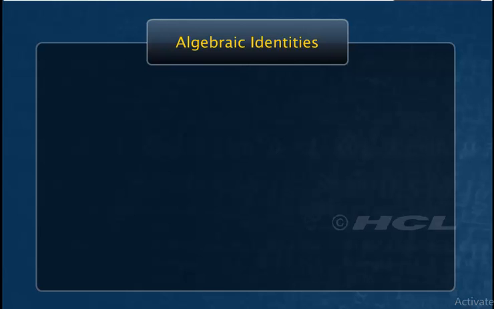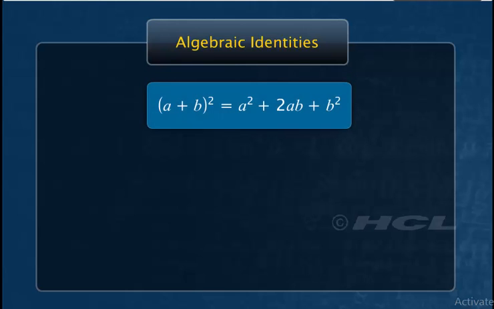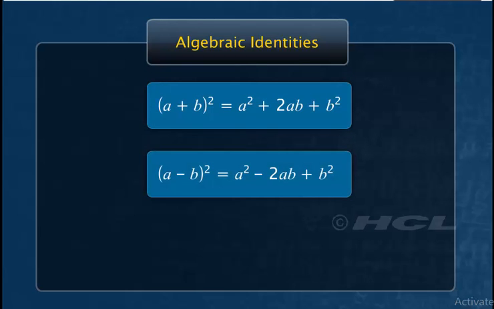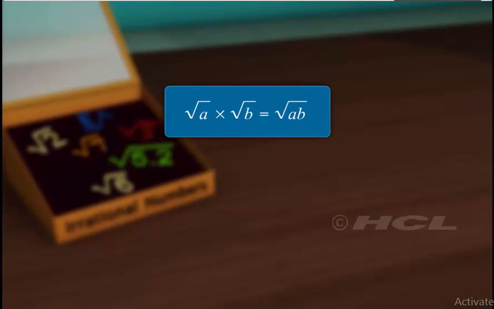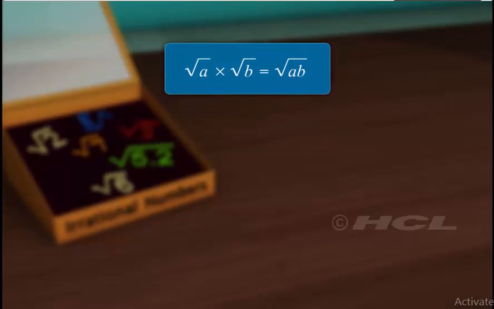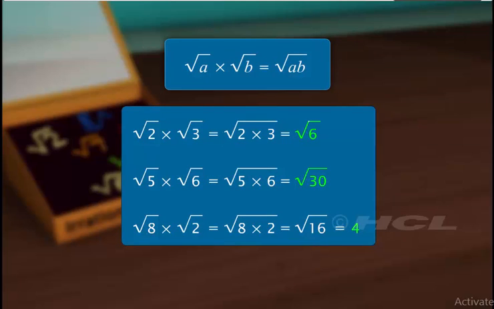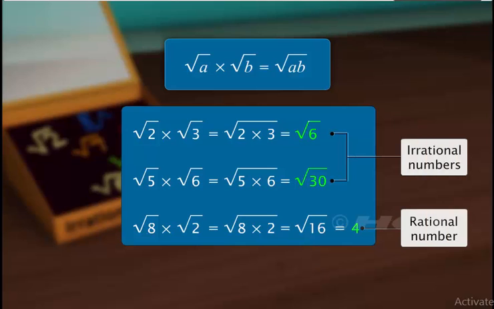We are familiar with the algebraic identities for (a plus b) whole squared, (a minus b) whole squared, and (a minus b) into (a plus b). Similarly, we have some identities in irrational numbers too. Let's explore them. The product of square root of a and square root of b is equal to square root of a times b. Here are a few examples. Notice that the result after multiplying two irrational numbers may be a rational number or an irrational number.